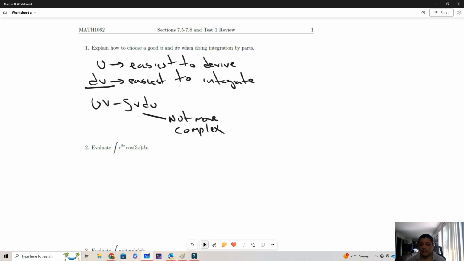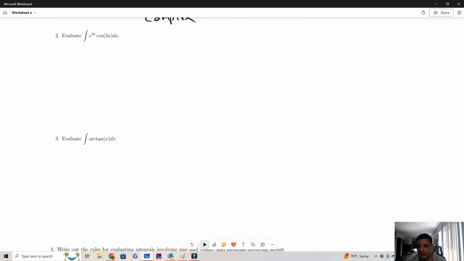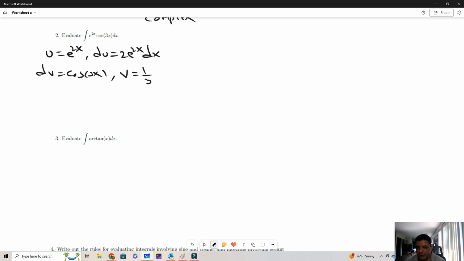So that's going to be example number 2, where we have e to the 2x cosine of 3x. In here, I'm going to pick u to be e to the 2x, and this is fairly easy to take the derivative of. This is 2 e to the 2x dx. dv is going to be cosine of 3x. And when we integrate that, that's simple as well. It's going to be 1/3 of sine of 3x. There's a small substitution going on in there.